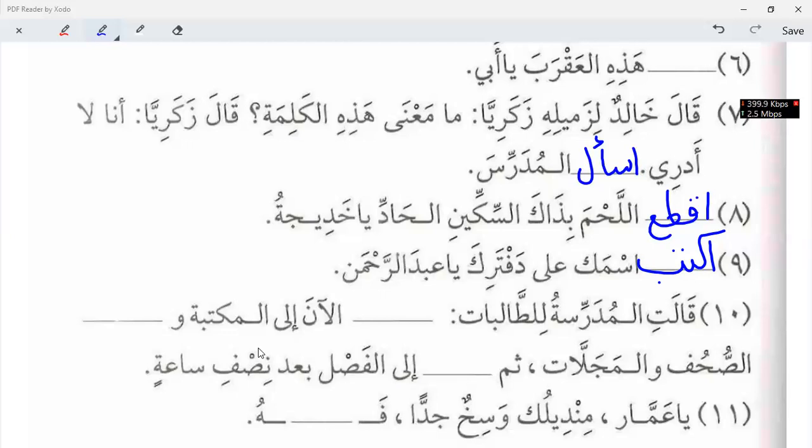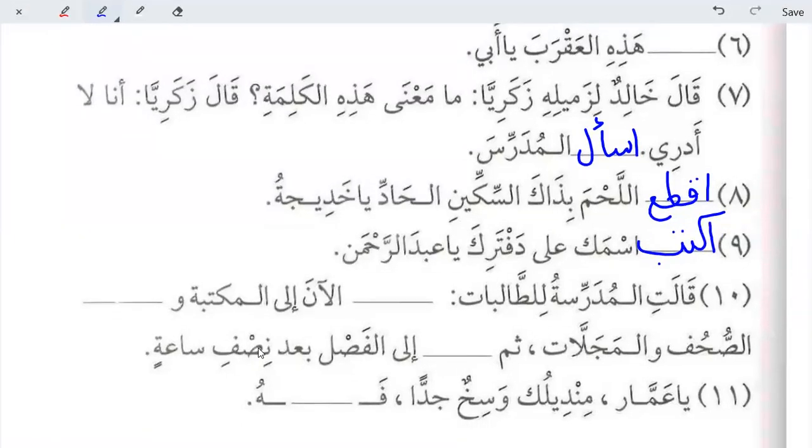Izhab is for one male, but here we have plural females. Okay. Izhabna. Yes. Izhabna ilal maktaba. And read. Wakrana. Ikrana.